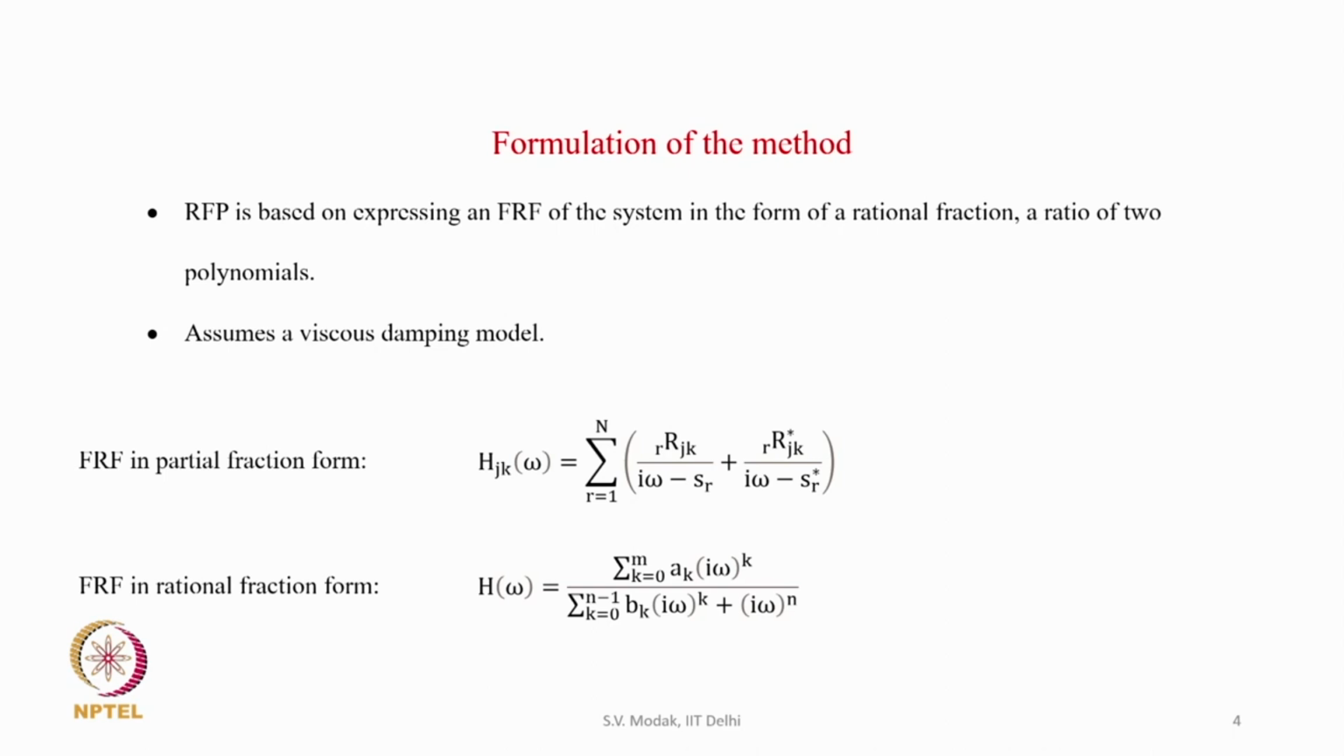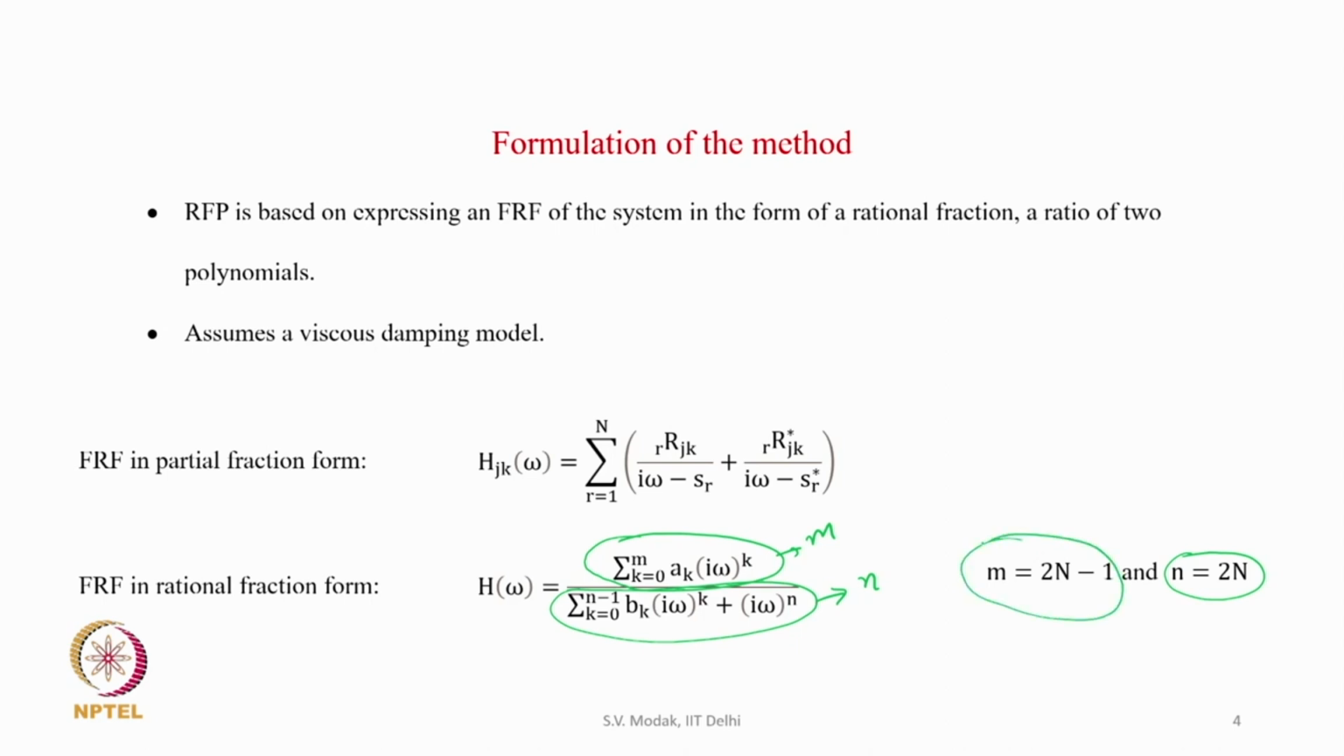So, you can see this is given by a ratio of a polynomial in the numerator, and the degree of this polynomial is m, and then we also have a polynomial in the denominator, and the degree of this polynomial is n. If there are n modes, then the value of small n would be 2n, the degree of the denominator polynomial will be 2n, and the degree of the numerator polynomial m will be 2n minus 1.